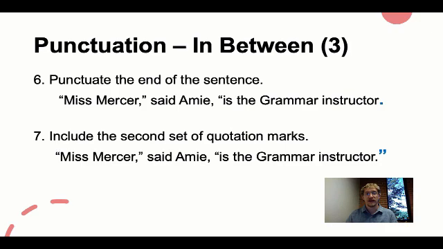And then punctuate the end of that quote, that sentence. "Miss Mercer," said Amy, "is the grammar instructor." Period at the end of the sentence. And then a second set of quotation marks at the end. So again, in this case, the exact words that Amy said was this: "Miss Mercer is the grammar instructor." Those are the words that Amy said. But now you could write it in a sentence like this: "Miss Mercer," said Amy, "is the grammar instructor." And notice whatever's in quotations are the words that Amy said.